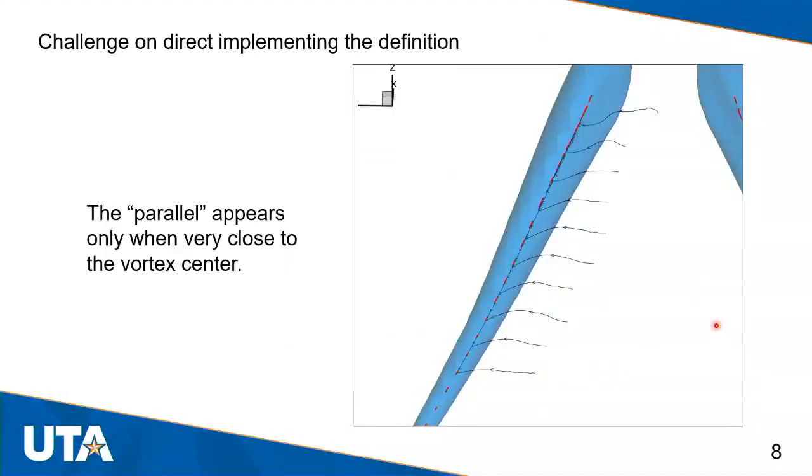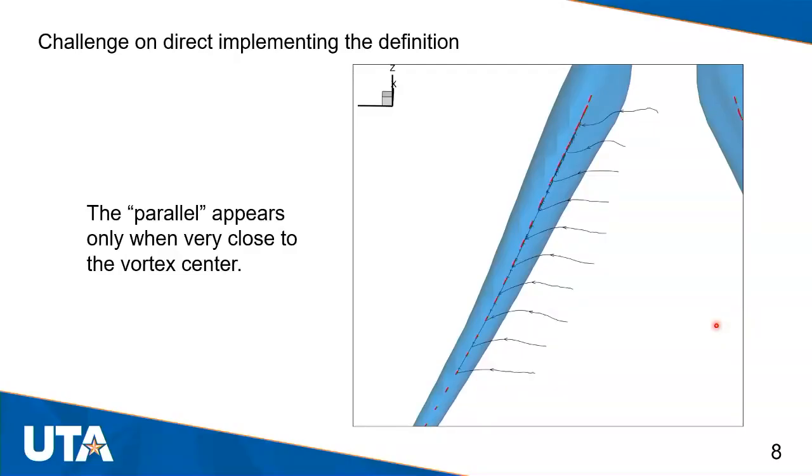Also, you can see this figure. These black lines are the Liutex gradient lines, starting from these points, right? Apart from the vortex center, the gradient line is almost perpendicular to the Liutex core lines, but at the center they become parallel, right? They become parallel.